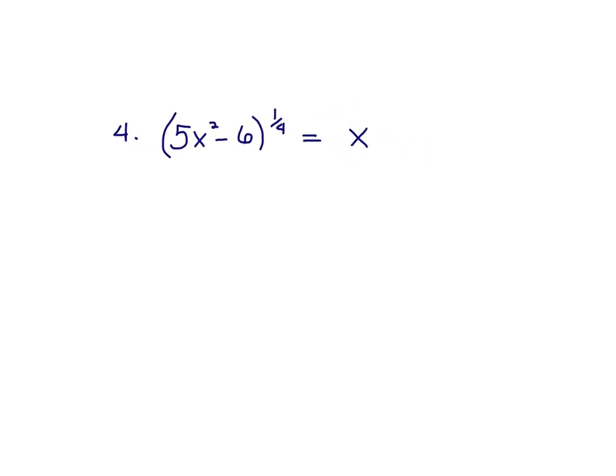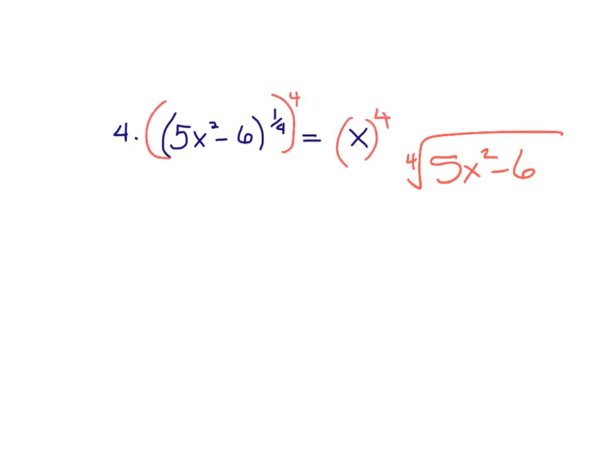Remember this 5x squared minus 6 to the 1/4 power is the same thing as saying the 4th root. So remember yesterday we raised both sides to a power. That's the same as the index. So I'm going to raise both sides to the 4th power. 1/4 times 4, this just becomes to the first power, so it frees up the 5x squared minus 6. This side becomes x to the 4th.